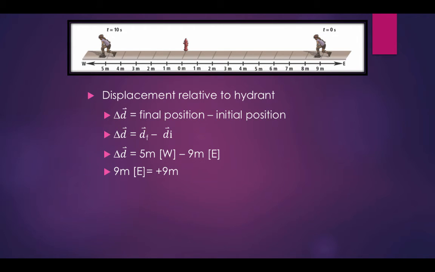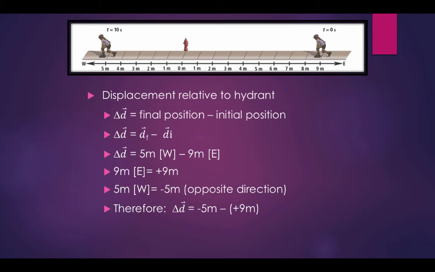9 meters east will be denoted as positive 9 meters. If you remember, north, up, east, and to the right are often denoted with a positive symbol. That makes 5 meters west a negative 5 meters, the opposite to east. Now if we plug our values in, delta d is negative 5 minus positive 9 meters, which results in negative 14 meters. The negative sign is direction, left or west. In physics, when used with vectors, the negative sign only indicates direction.